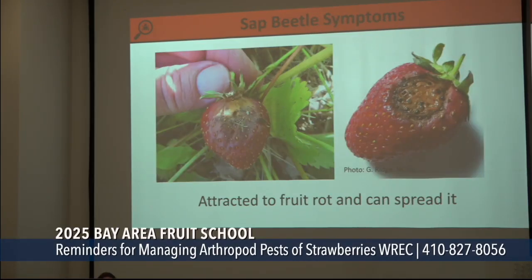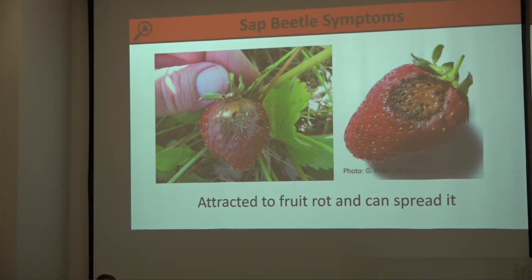Sap beetles really like the smell of ripe and overripe fruit, and really overripe fruit. In particular, they seem to like the smell of anthracnose fruit rot. So they're attracted to fruit rot, and they will spread it also. They get in and move around, touching spores, and then moving between different fruits. So they can be an issue where they're together with fruit rots.